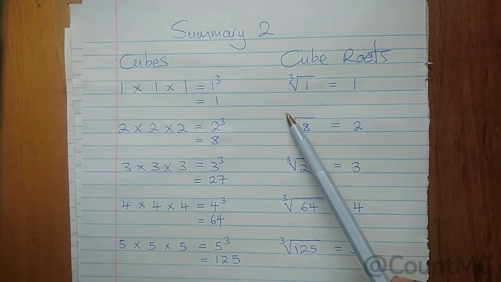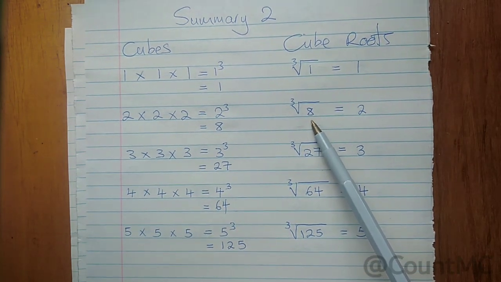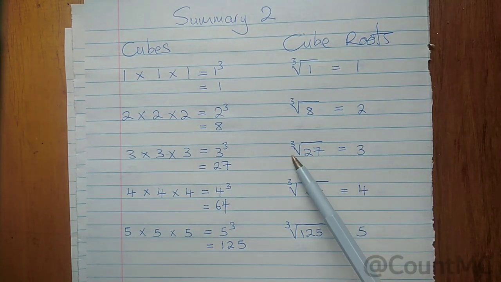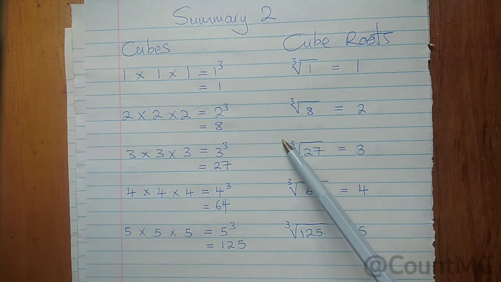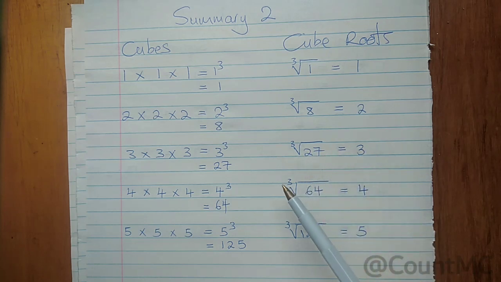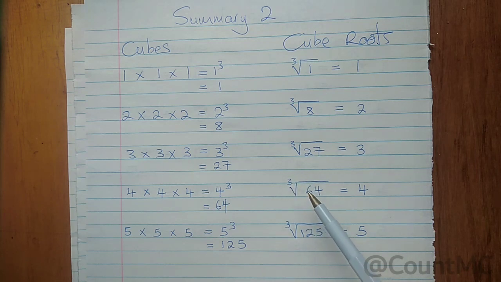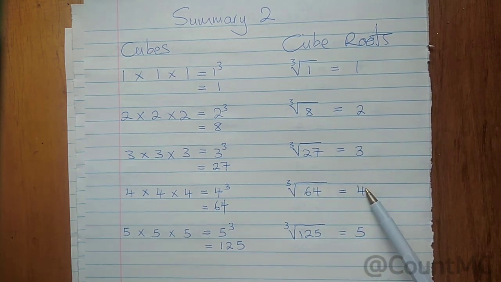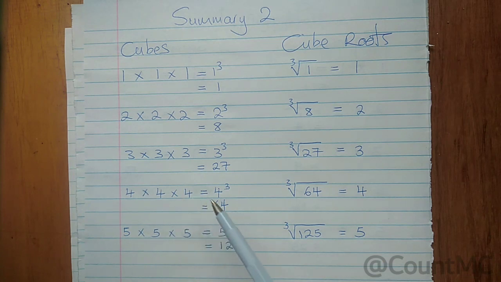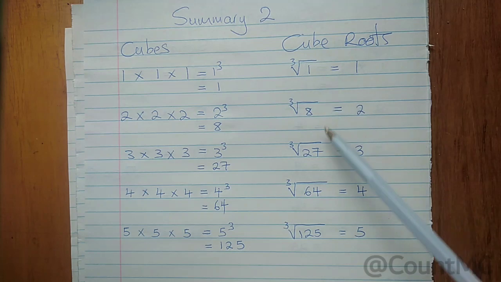Which number repeats itself 3 times to give you an 8? It's 2. Which number repeats itself or multiplies itself 3 times to give you 27? It's 3. Which number multiplies itself 3 times to give you 64? It's 4. 4 by 4 by 4. Which number multiplies itself 3 times to give you 125? It's 5. So these are the cube roots. Cube root of 1 is 1. Cube root of 8 is 2.